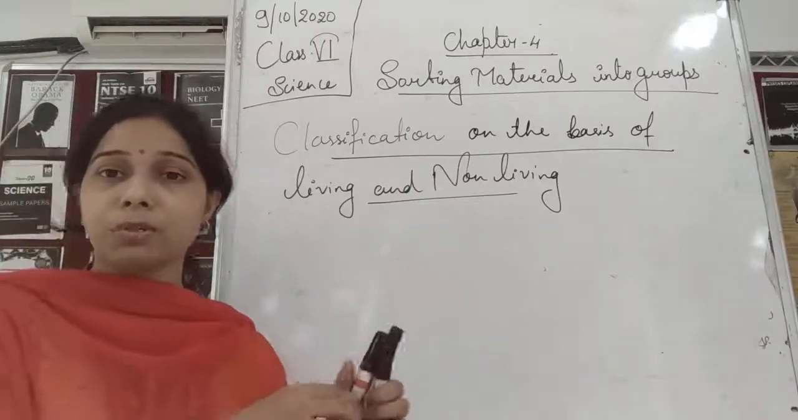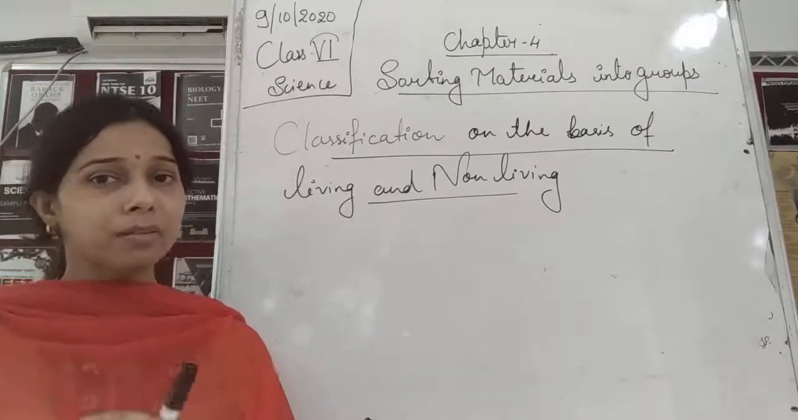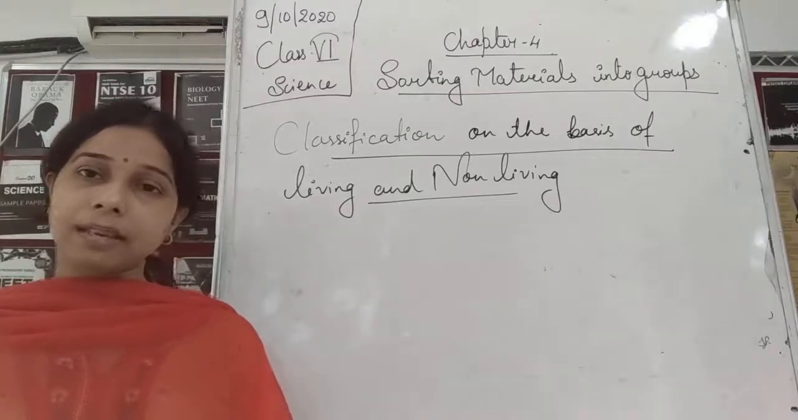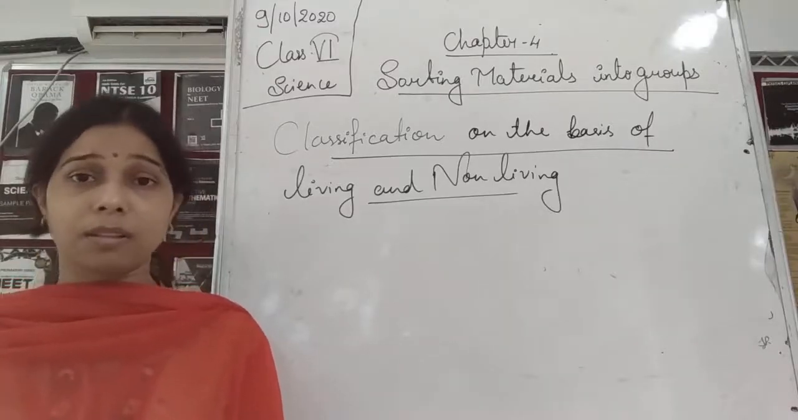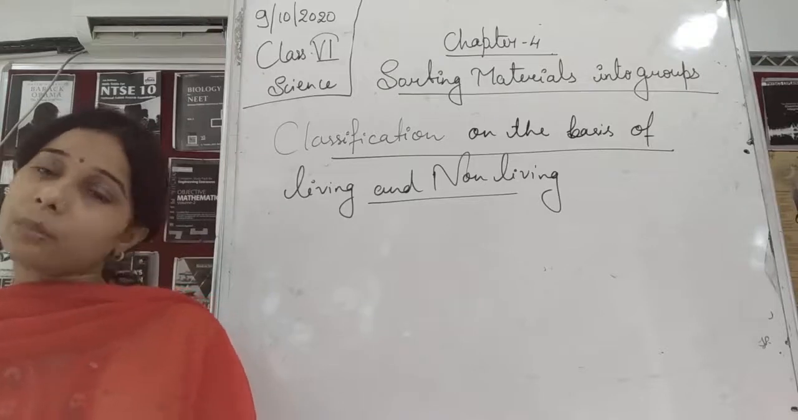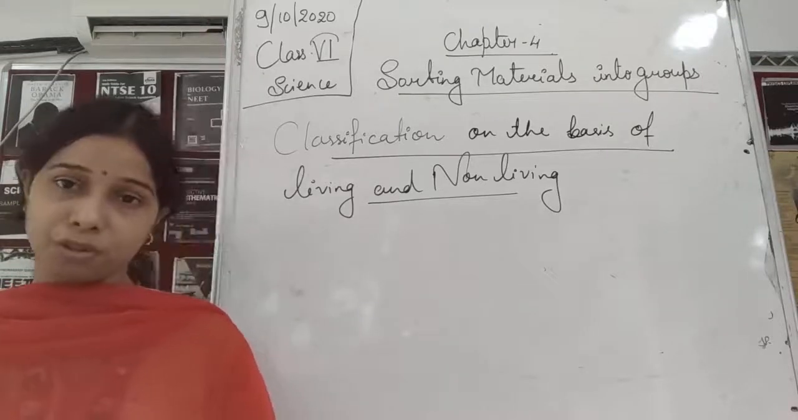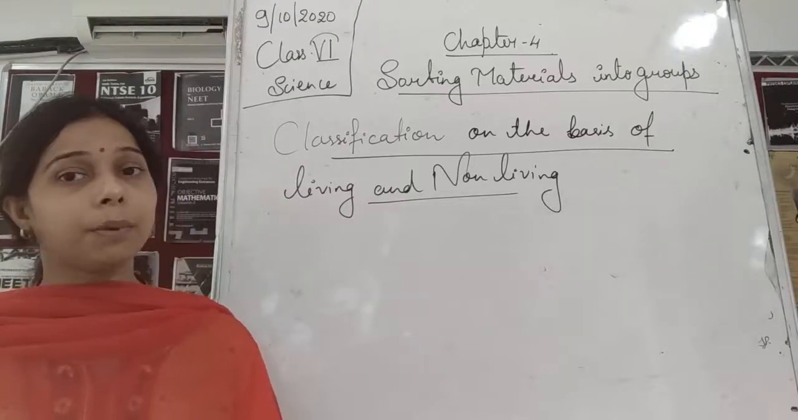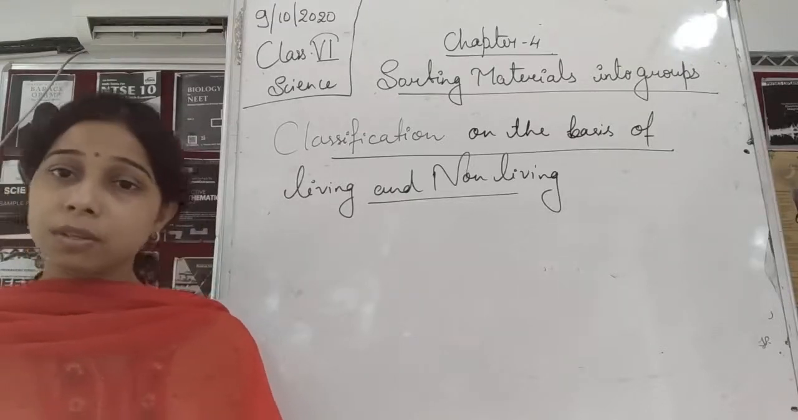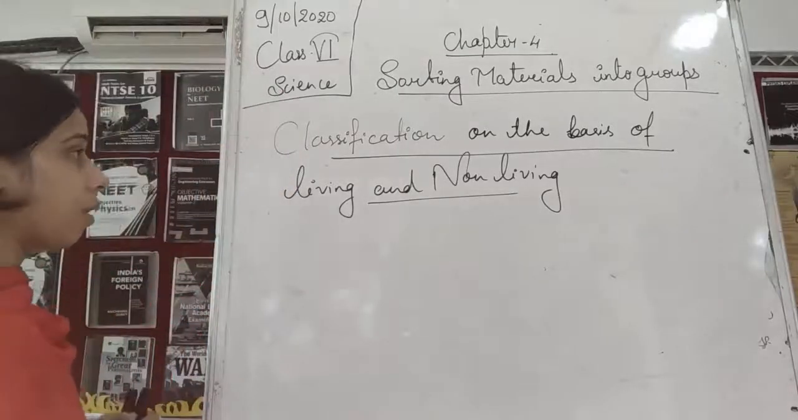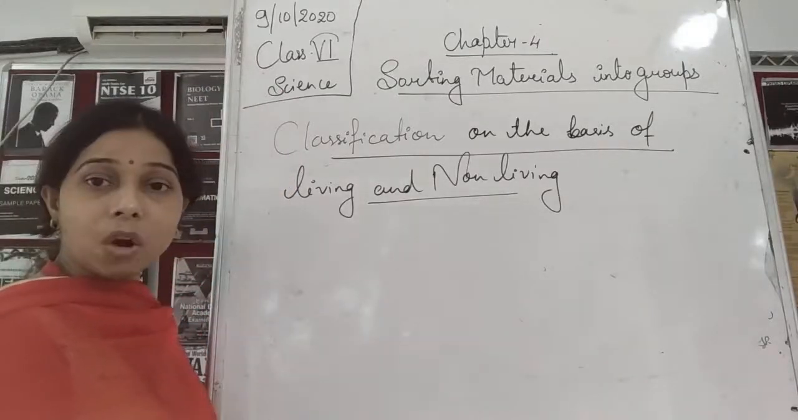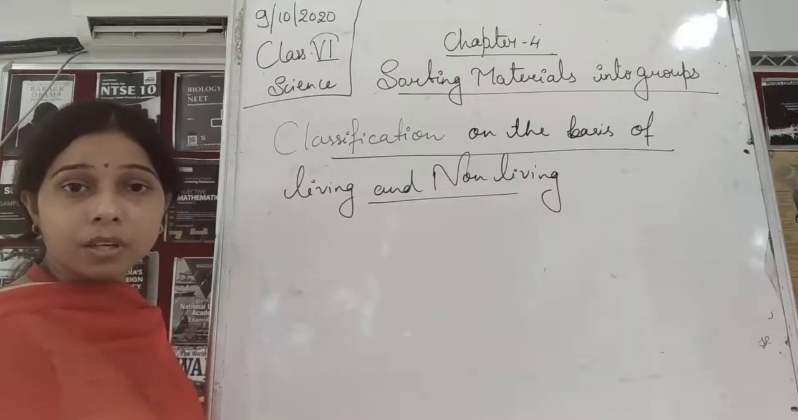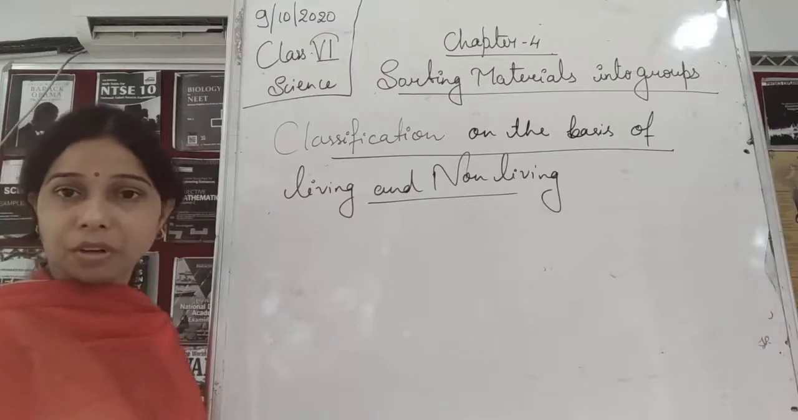What is the difference between a cat and a pen? A pen is a non-living object and a cat is a living object. If a person is sitting on a chair, what is the difference between that person and the chair? You will say that the chair is non-living and the person is living. So the first classification of objects is on the basis of whether the object is a living object or a non-living object.